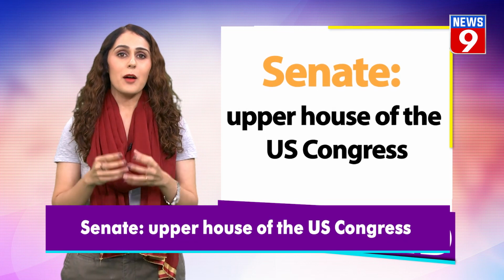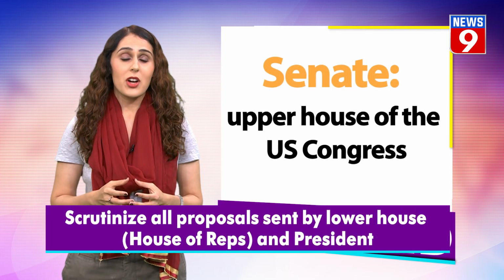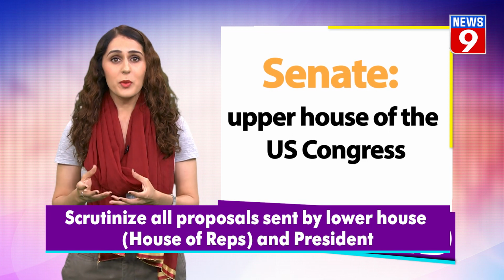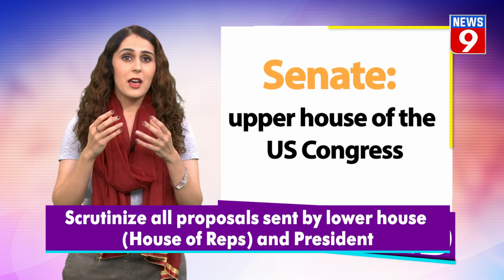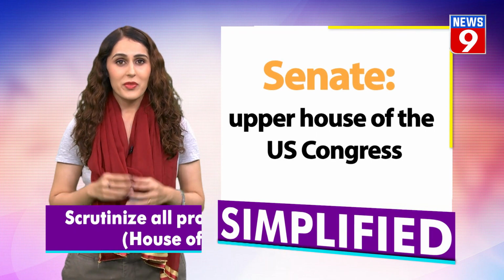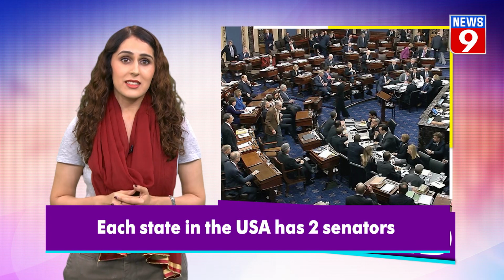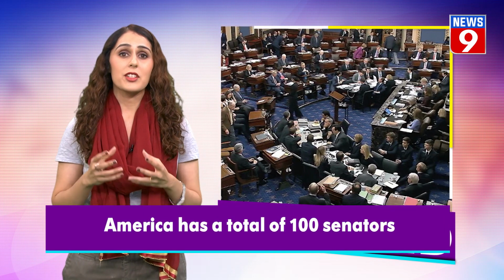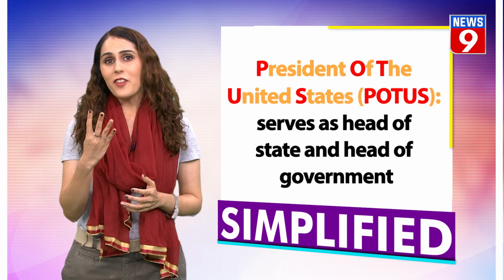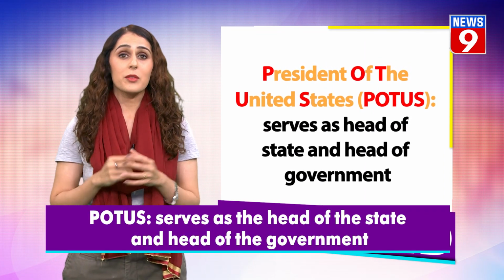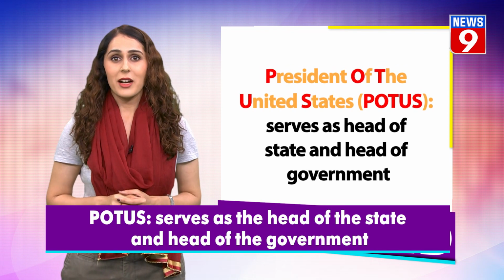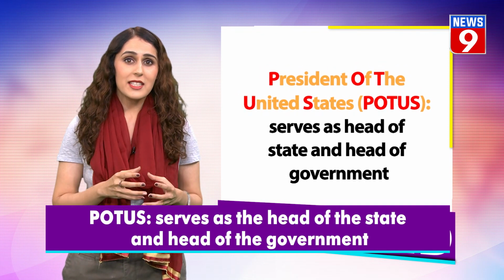Three, the Senate is the upper house of the US Congress, and its primary job is to scrutinize and question all proposals sent by the lower house, the House of Representatives, and by the President of the United States before deciding whether it should become a law. Now, each state in the USA has 2 senators. Since America has 50 states, there are a total of 100 senators. The final term that you need to know is the President of the United States of America, or the POTUS. The President serves both as the head of state and as the head of government. Now that you know these terms, let's see how the American president gets elected.